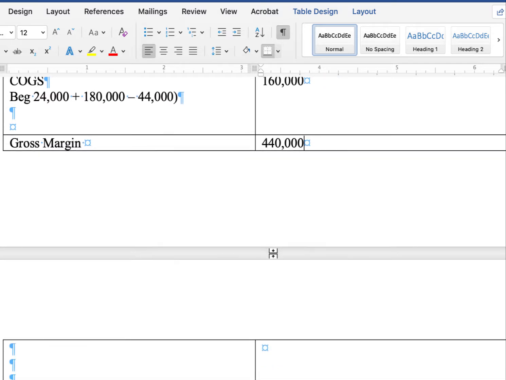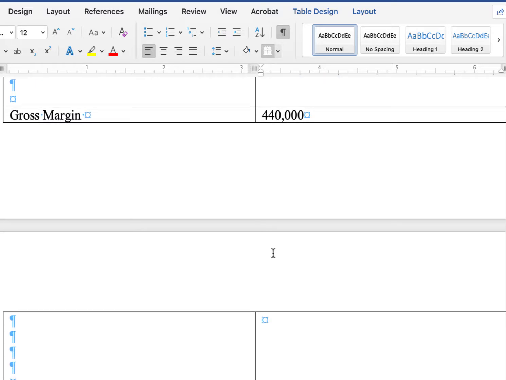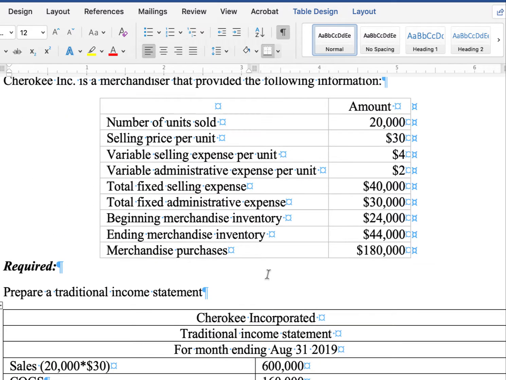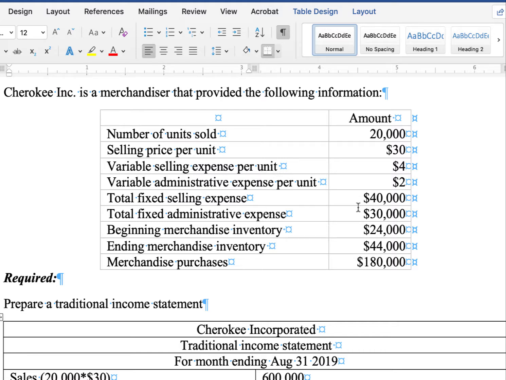From my gross margin, I need to subtract out my fixed expenses. So I'm going to go to the second page and put in my fixed expenses. Well, the first one I have is selling. So how much are my selling expenses? You might look at our numbers, scroll up, and say, oh, total fixed selling is $40,000. You would be correct, but it's not the total selling expense, it's the total fixed selling expense.